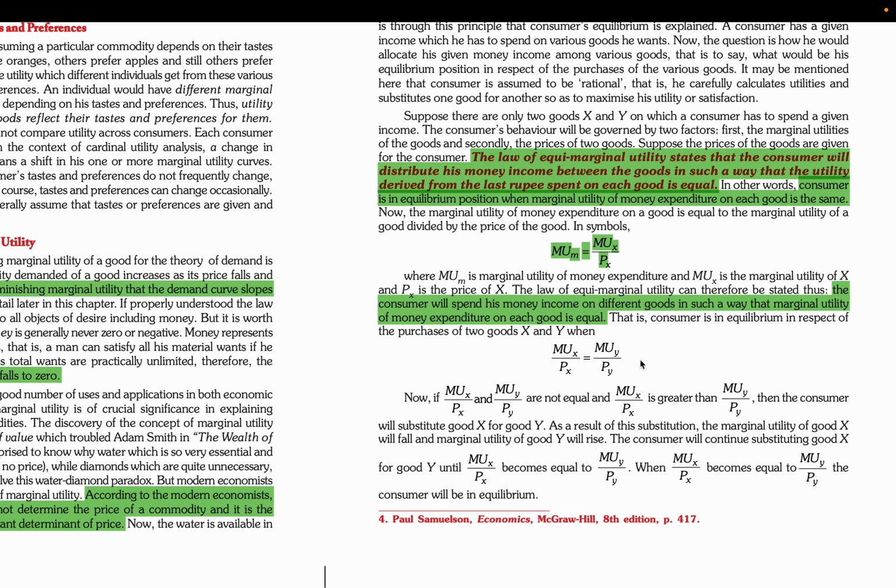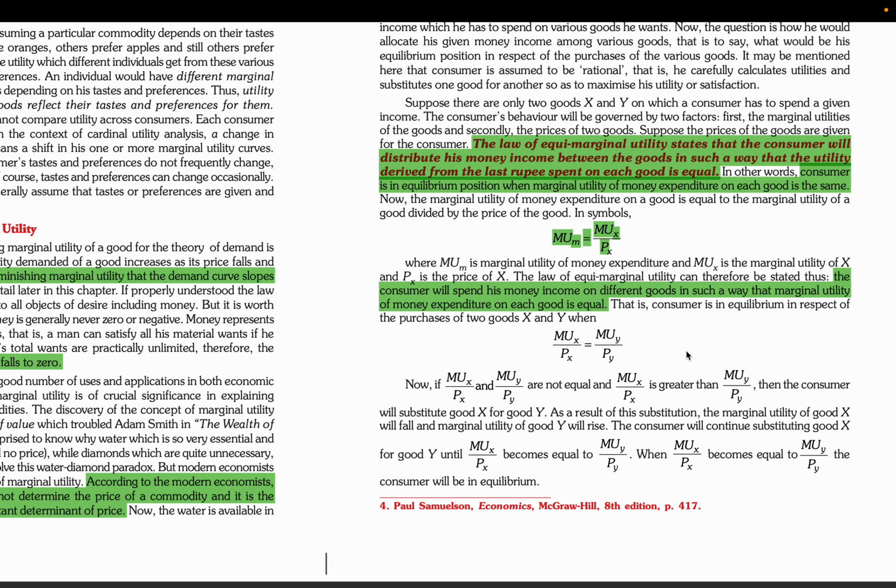Stated a third time, the consumer will spend the money income that he has on different goods in such a way that the MU of money expenditure on each good is going to be the same. The marginal utility that you derive from each good of money income is going to be equal. The same thing was stated earlier: the utility derived from the last rupee spent on each good is equal, or the MU of money expenditure on each good is the same.